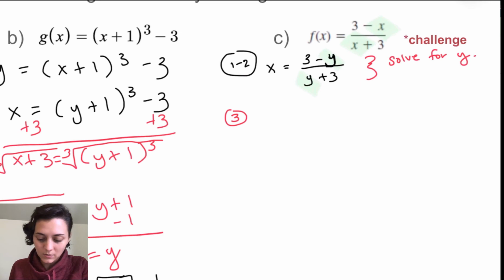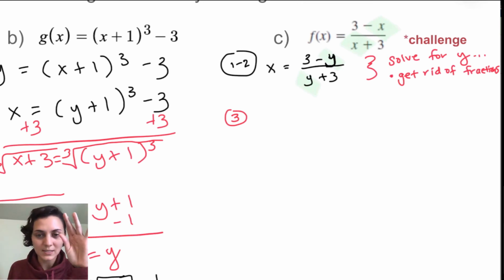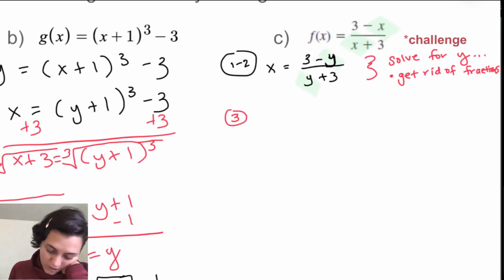So what I need to do is, here's my little strategy. I'm going to get rid of the fraction, because we all hate fractions, right? It doesn't make sense to have one y in the numerator and one in the denominator. We eventually need to combine them together. So first step, I need to get rid of the fraction, and I'll do that by multiplying times y plus 3 on both sides. So y plus 3 on both sides will get rid of the fraction.